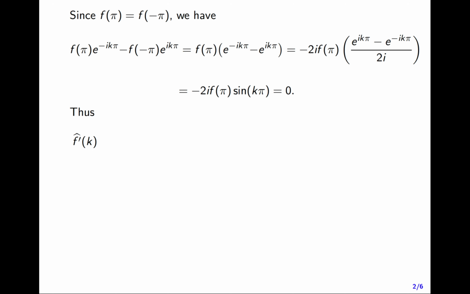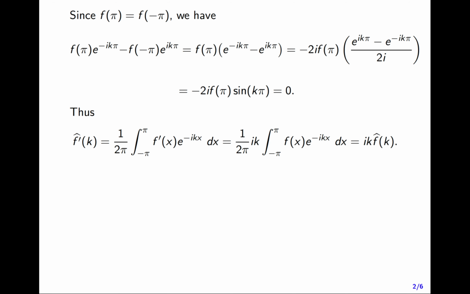And so the kth Fourier coefficient of f prime, f prime hat of k, is equal to, going back to my integration by parts, 1 over 2 pi times the integral from minus pi to pi of f prime of x e to the minus ikx. That's the definition. And integration by parts tells us this is 1 over 2 pi times ik, integral minus pi to pi, f of x e to the minus ikx. And if I just flip around the ik and the 1 over 2 pi, this is ik times f hat of k. And so my identity has been proved.